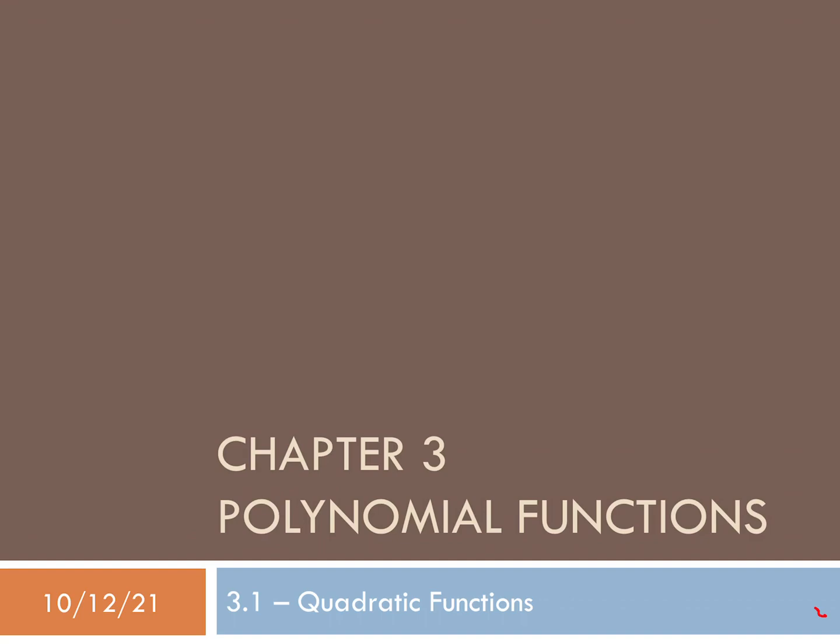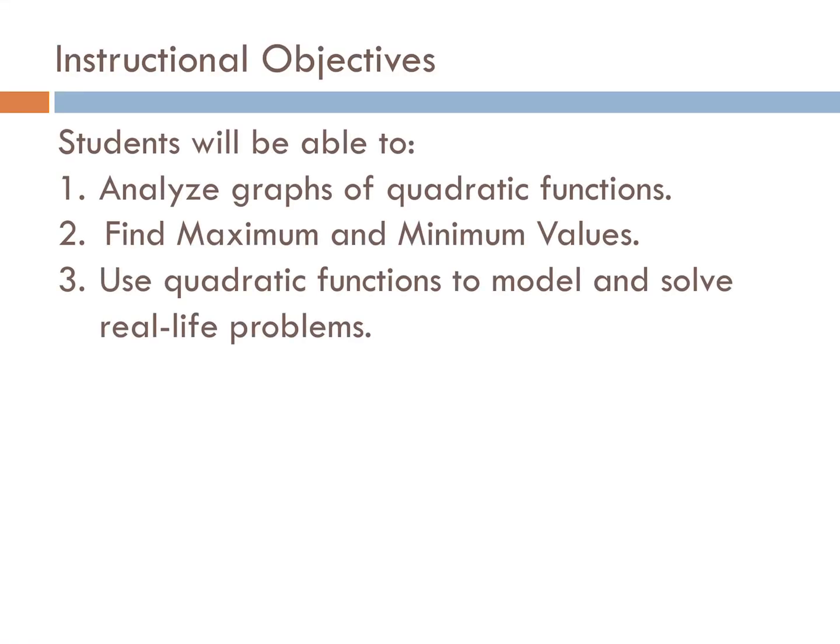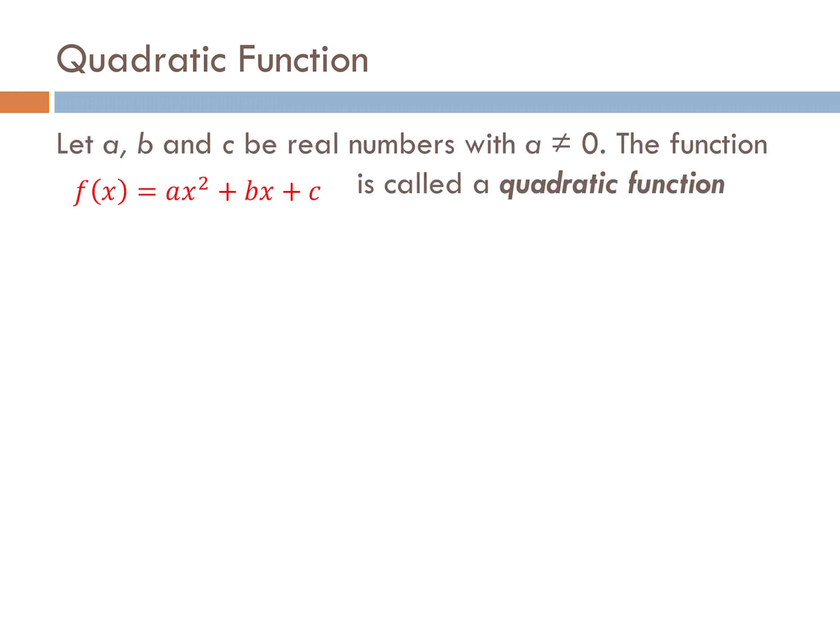All right, today we're going to look at section 3.1, quadratic functions. We've looked at them a little bit in chapter 2, but we're going to go a little more in depth with them. So the first thing we're going to do is look at the graph. We're used to seeing a quadratic function in the form ax squared plus bx plus c.